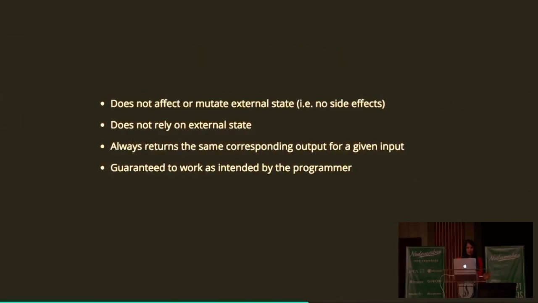So if we go back to our checklist, what does immutable data give us? Does it ensure that we don't affect or mutate external state? Yeah, that's the definition of immutable data. Does it ensure that we don't rely on external state? Not really. Does it ensure that it always returns the same corresponding output for a given input? Not really. Does it ensure that it's guaranteed to work as intended by the programmer? I'm going to say yes, because we're not mutating stuff, and so there's a higher guarantee of things working as intended.